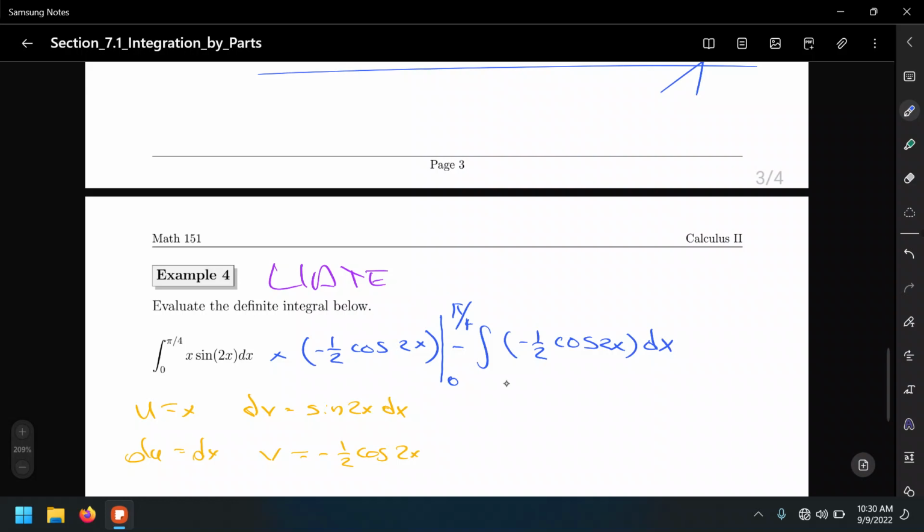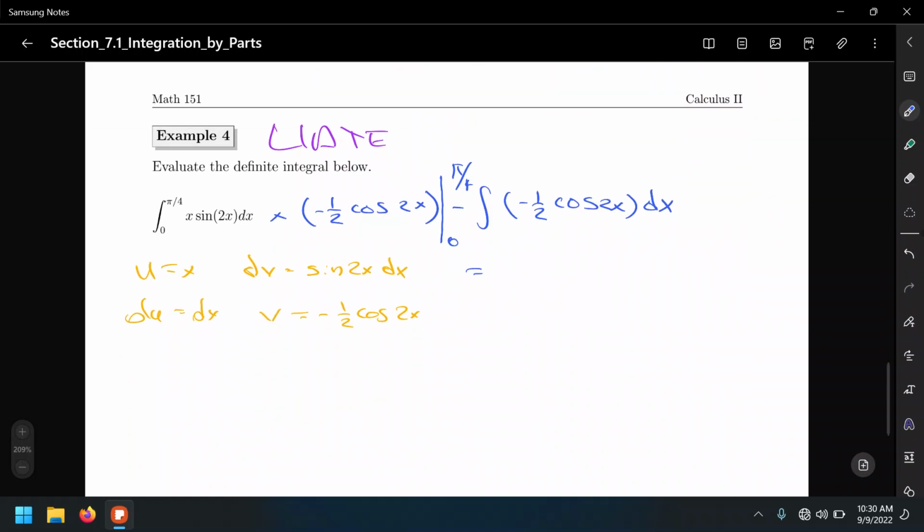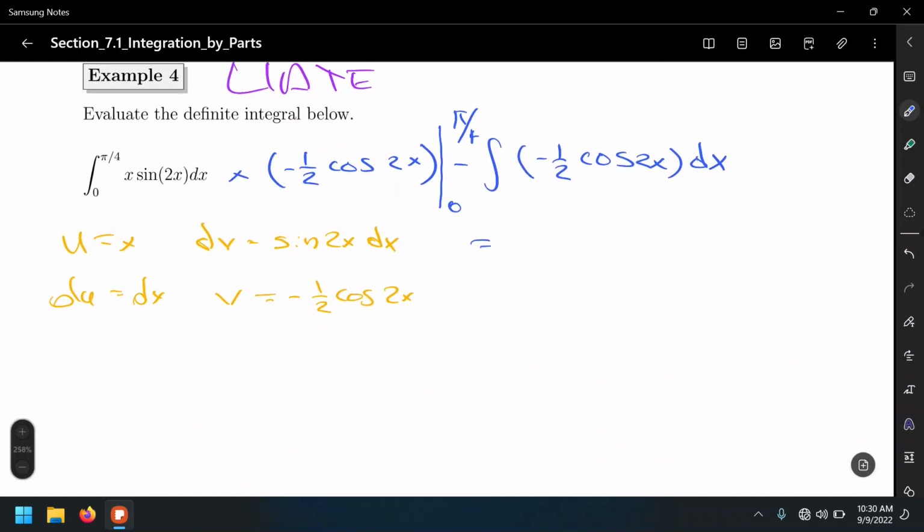And well, let's keep the limits like this. Do not evaluate. Save it for the end until we get to the final result. So that's going to be negative 1/2 x cosine 2x, or if you prefer to compute them along the way, that's fine. But I usually prefer to wait until the end. So minus minus, that's a plus, the 1/2 integral of cosine 2x from 0 to pi over 4.